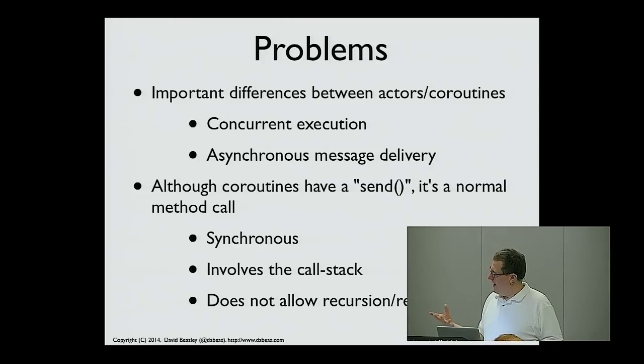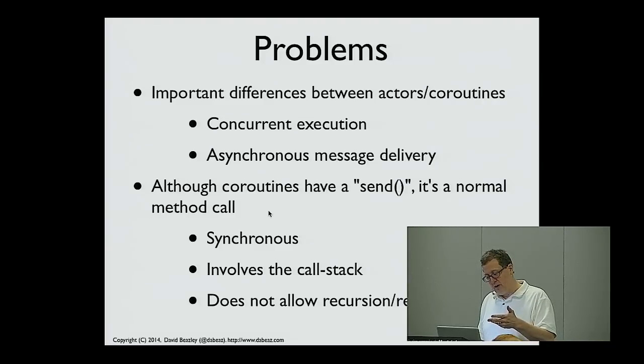So if you look at that, you realize that generators are not really quite the same as an actor. It has the send method on it, but it turns out there's a bunch of stuff missing. It doesn't allow concurrent execution. It doesn't allow asynchronous message delivery. These are things that people get in actor frameworks, as they want that. You also are bound by normal Python rules. The send method is just a normal function call, and you're bound by the same limits involving recursion, the call stack, things like that. So you have some problems with that.